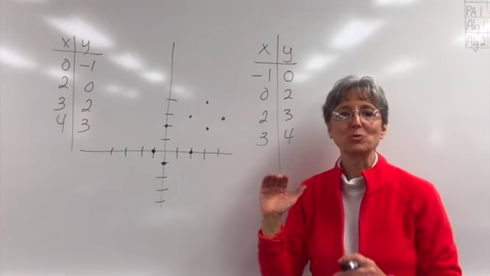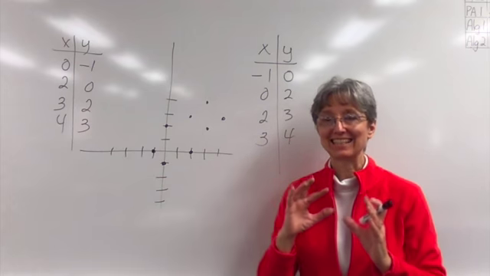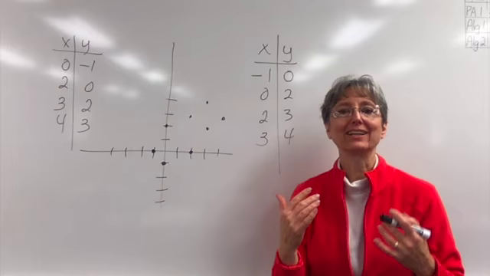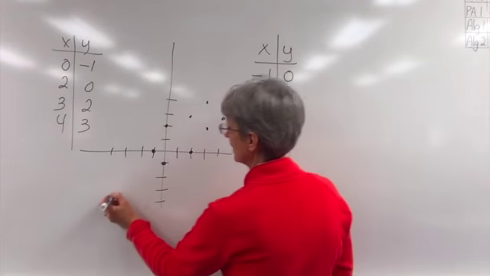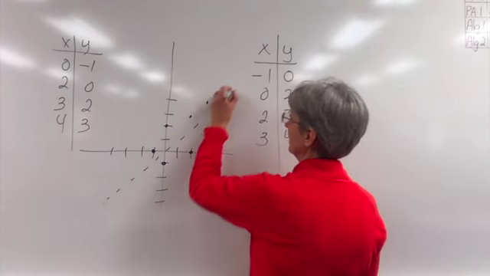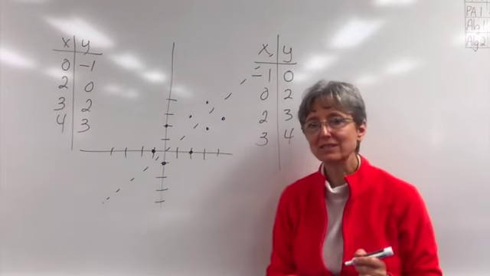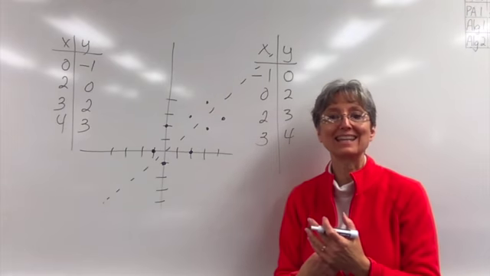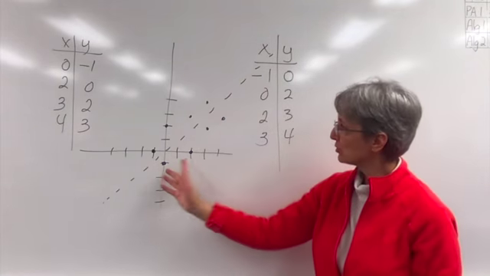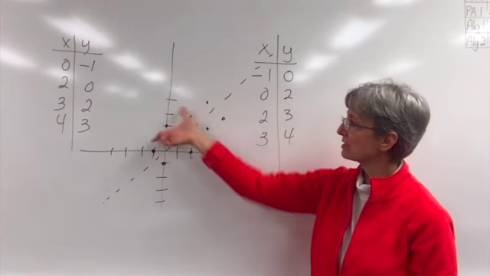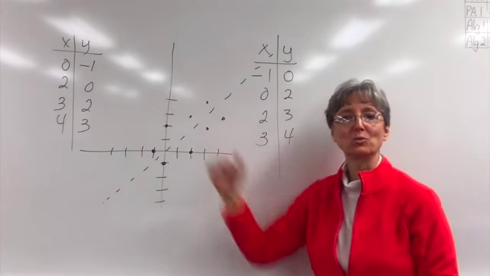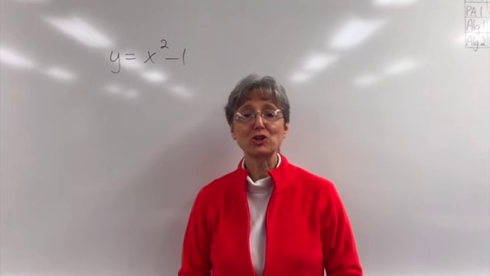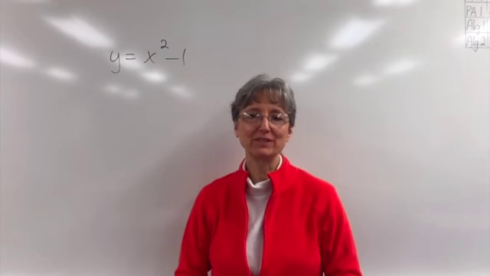What happens with a relation and its inverse is it reflects across the line y equals x. Y equals x is this diagonal line that goes right here. And it makes perfect sense that it would reflect across that line because an inverse switches the x and y's. So after I drew that line, can you see how these points are a reflection of these right across the line y equals x?